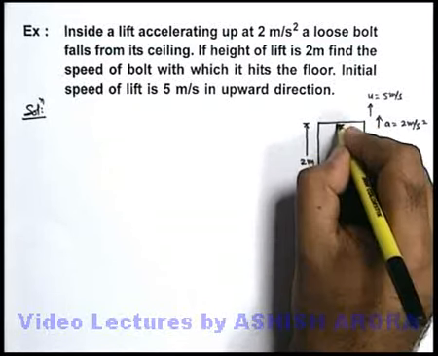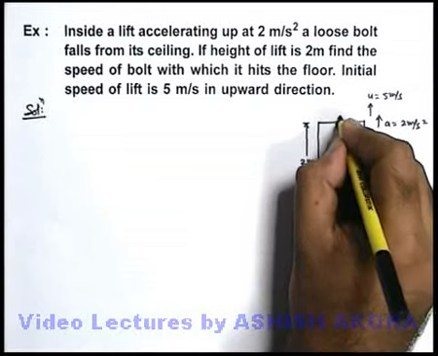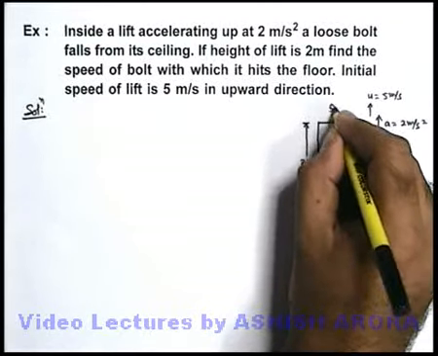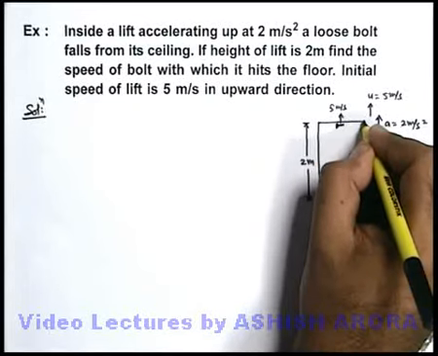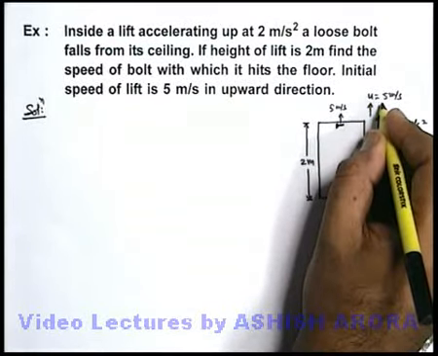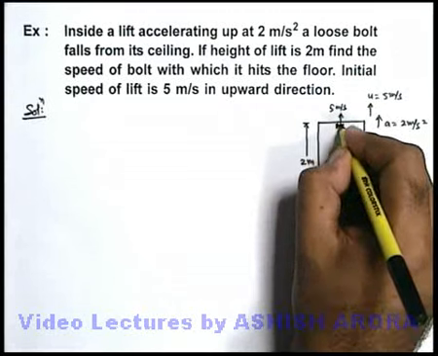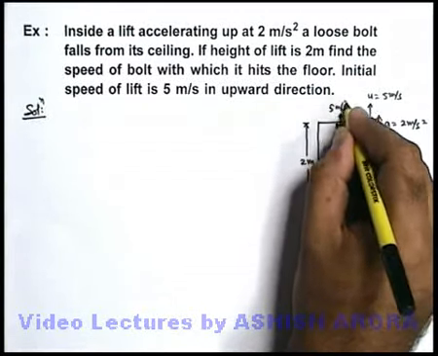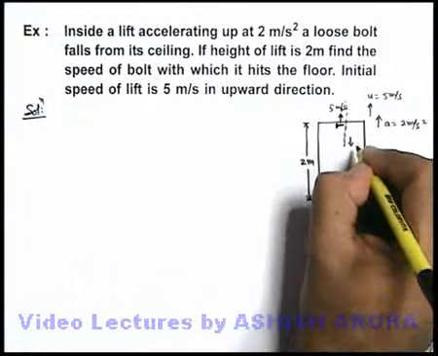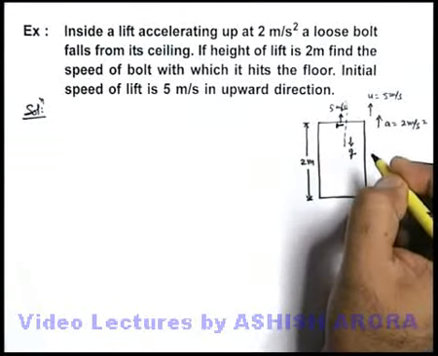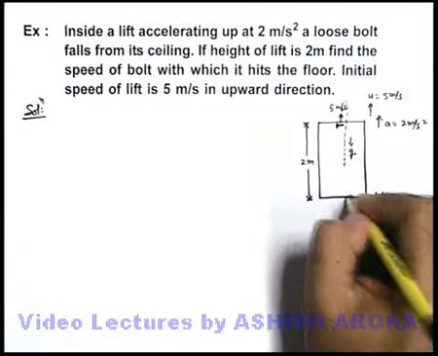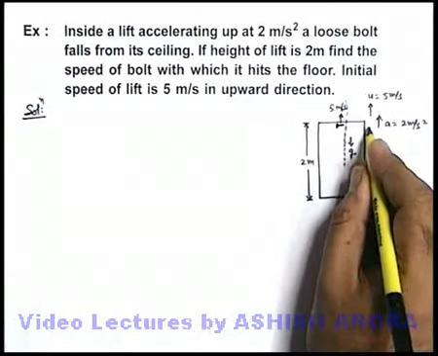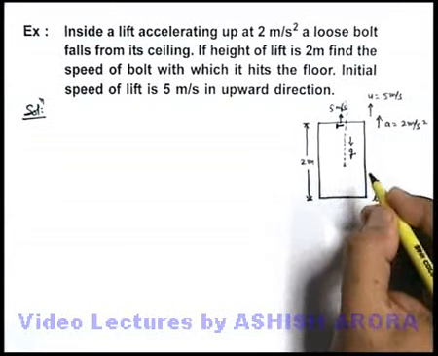Now when the bolt is detached from the ceiling, this bolt will also have an initial speed of 5 meters per second because it was attached to the lift which was moving at 5 meters per second. And after detaching from the lift, it will be in free fall motion where it will have a downward acceleration g. We are required to find the time when it is going to hit the floor. Actually, the lift is moving up also, so it will hit the floor somewhere here.